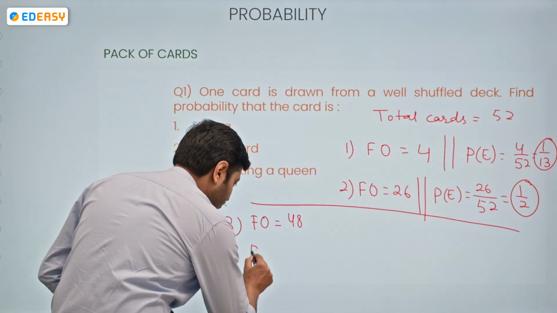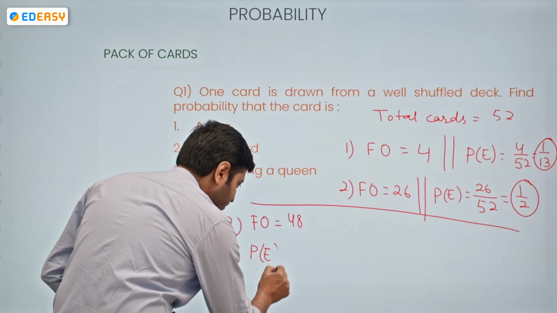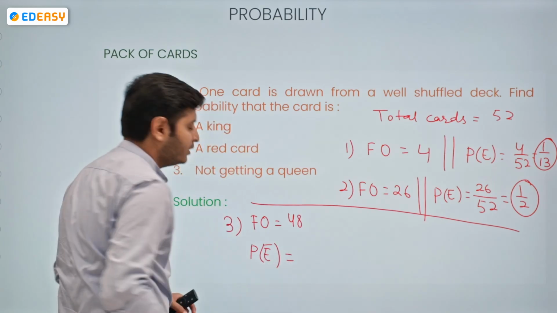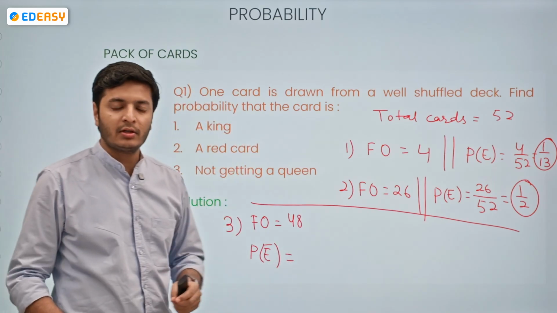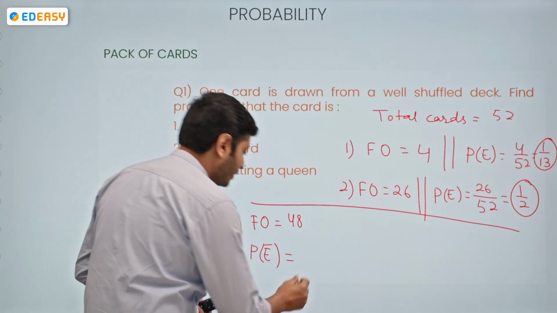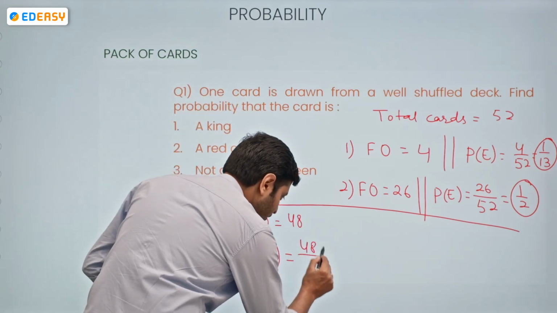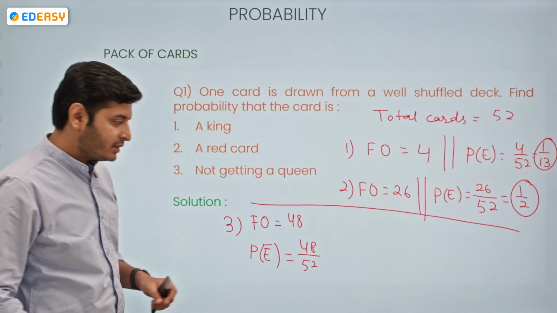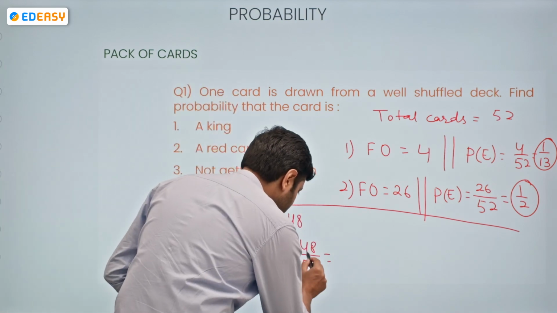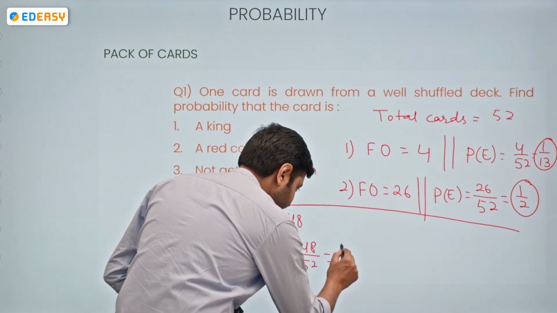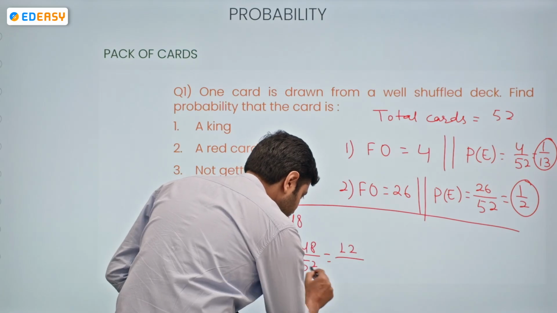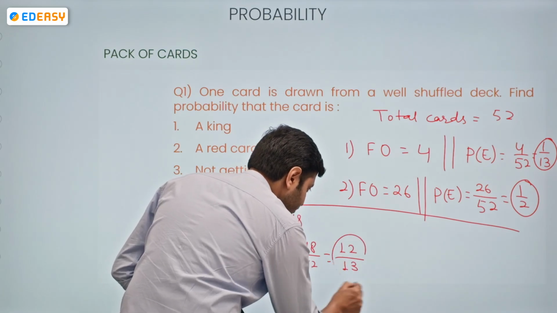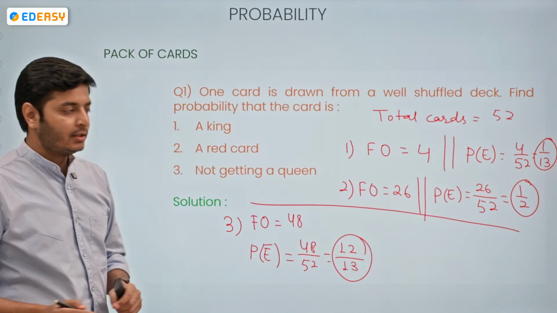So the probability of this event, it means not getting a queen, P of E bar is 48 by 52. So can we simplify this further? Yes, because with 4 we can go to 12 and 13. So this is the probability, 12 by 13.